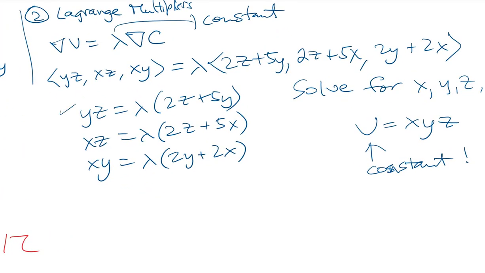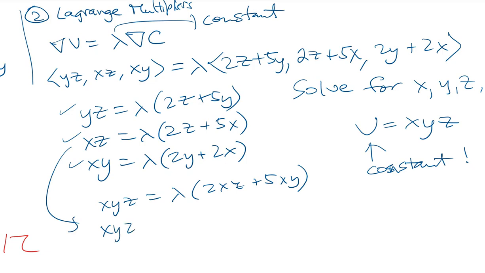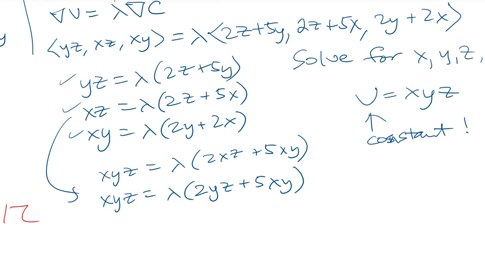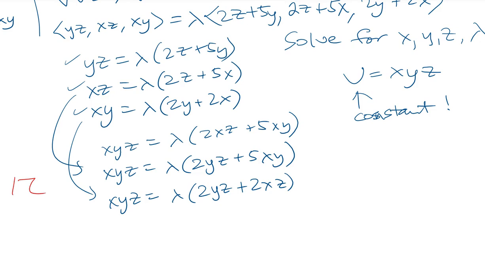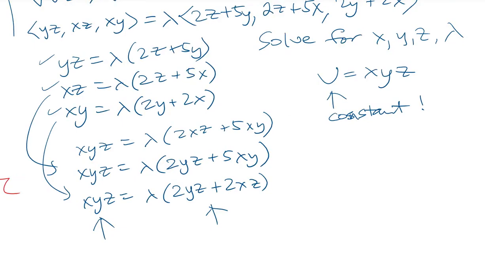If you multiply the top one by x, this one by y, and this one by z, then all of these are equal. So if I multiply the top one by x, I get xyz equals lambda times 2xz plus 5xy. And then if I multiply the second one by y, I get xyz equals lambda times 2yz plus 5xy. And then if I multiply the bottom by z, I get xyz equals lambda times 2yz plus 2xz. All right, so we're here. These are all the same on the left, so that means that these on the right are equal.